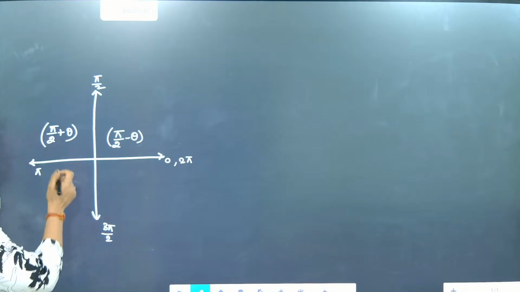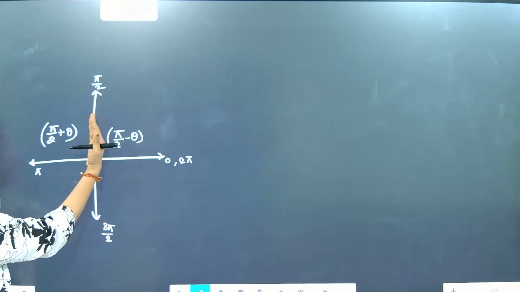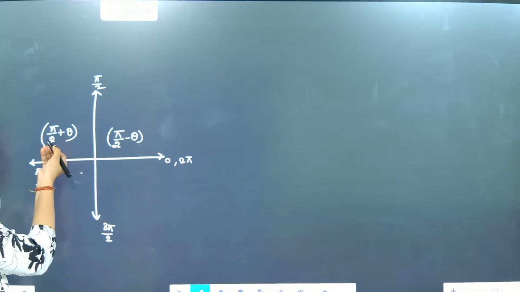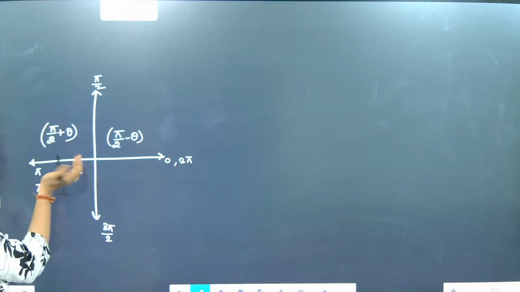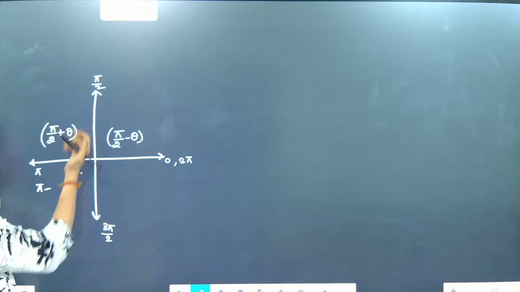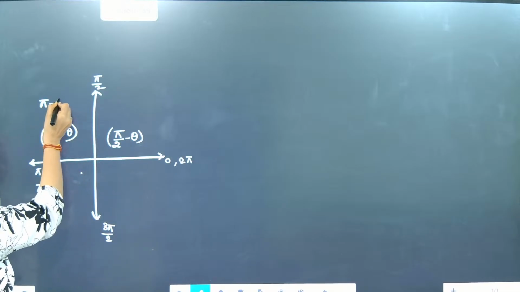Okay. Now look here, beta. This is 0 to 90. So here pi by 2 minus theta. Here pi by 2 plus theta. Basics first I am dealing with. Now here, if we talk about this, this is below, this is exactly less than 180. So when less than 180 is coming on this side, it will become pi minus theta.